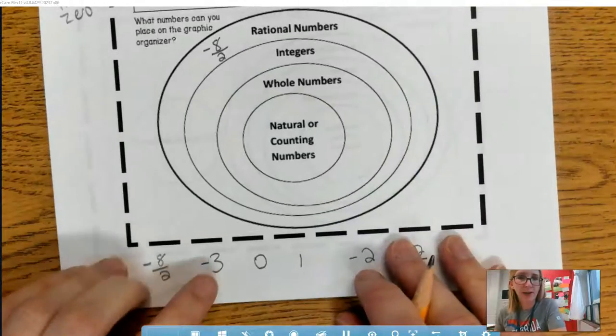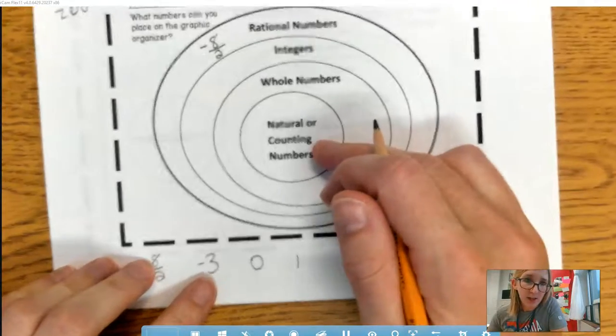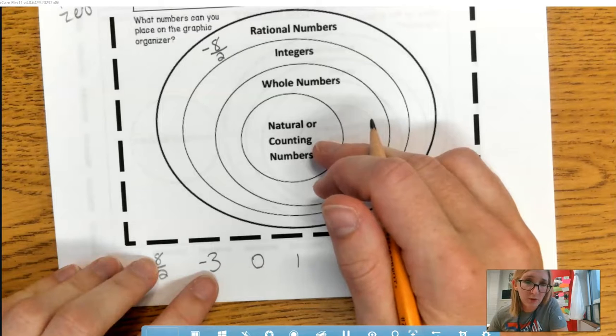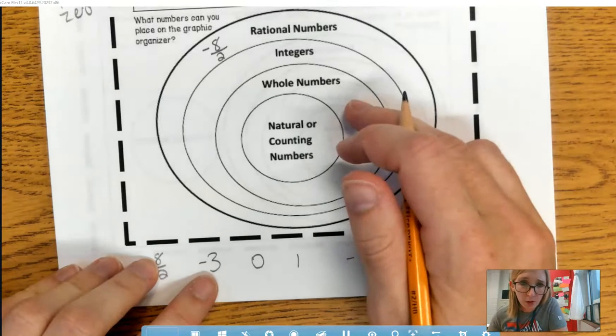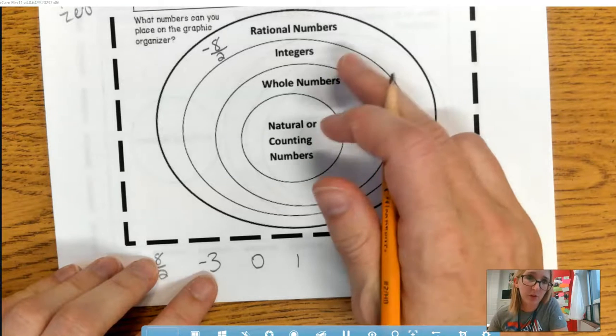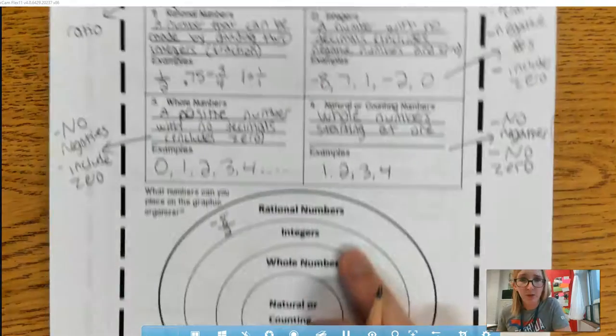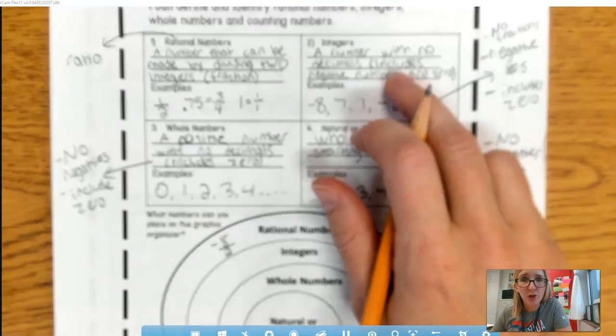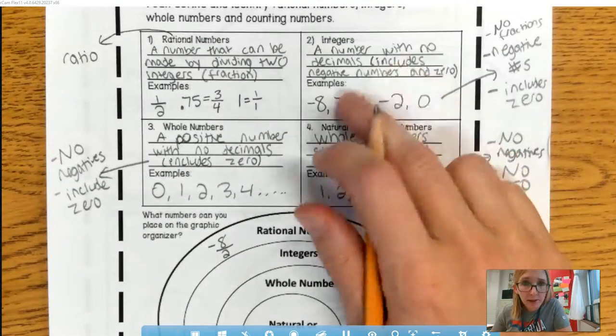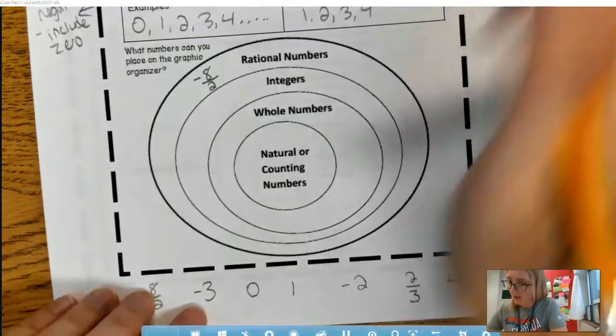All right, let's try negative 3. It's not a natural number because natural numbers can't be negative. Whole numbers can't be negative. So let's move to integers. Is negative 3 an integer? It is, right? Because remember, an integer is just a number with no decimal. It includes negative numbers.